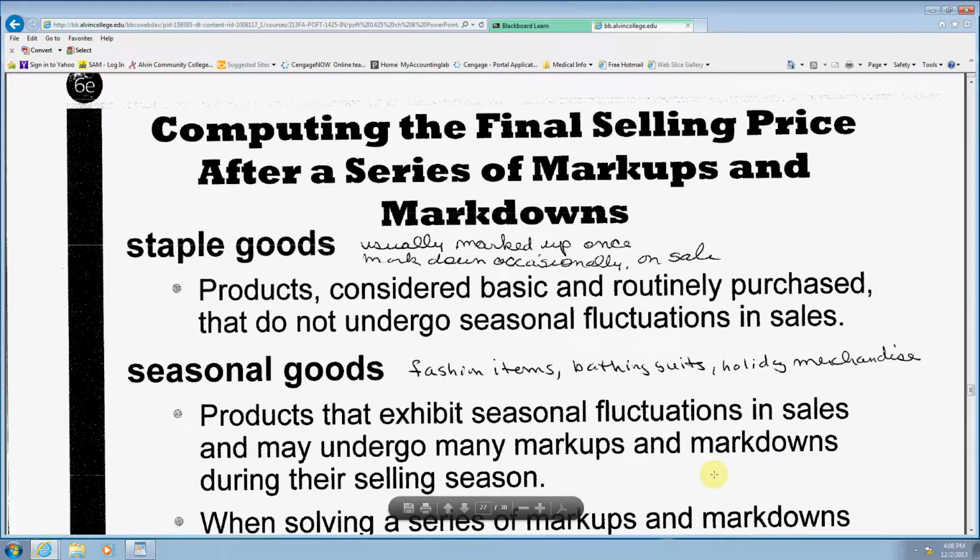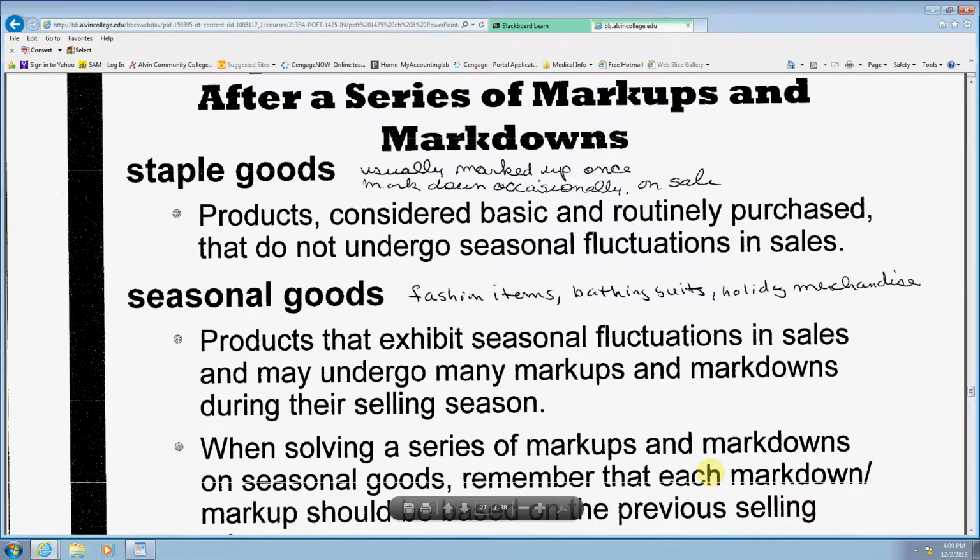This is finding the selling price after a series of markups and markdowns. We have staple goods. They're usually marked up once and marked down occasionally, on sale. These are products considered basic and routinely purchased that do not undergo seasonal fluctuations in sales. And then we have seasonal goods. Those are fashion items, bathing suits, holiday merchandise, products that exhibit seasonal fluctuations in sales and may undergo many markups and markdowns during their selling season. When solving a series of markups and markdowns on seasonal goods, remember that each markdown or markup should be based on the previous selling price.